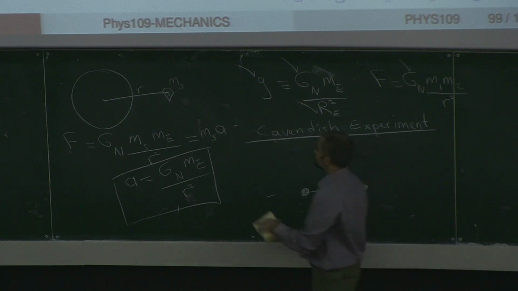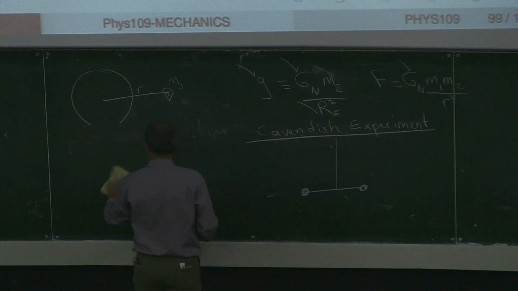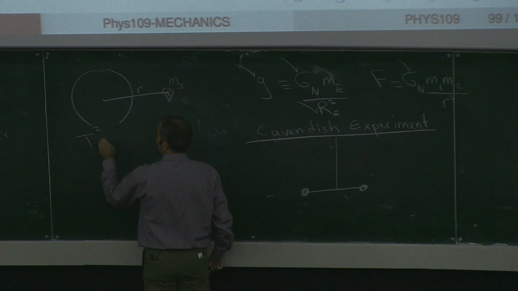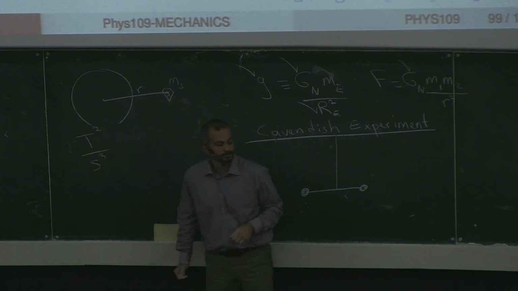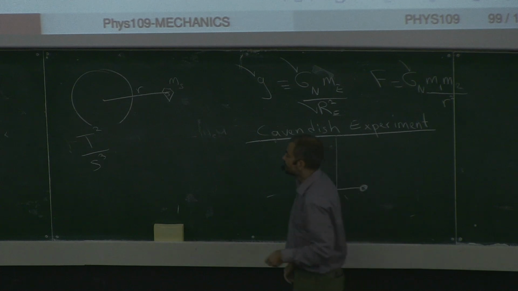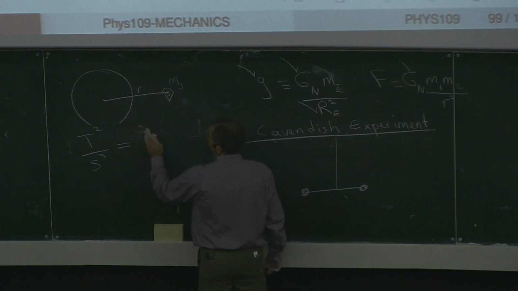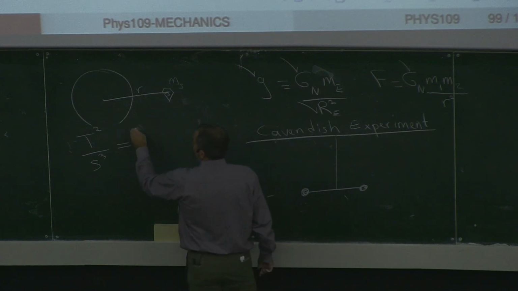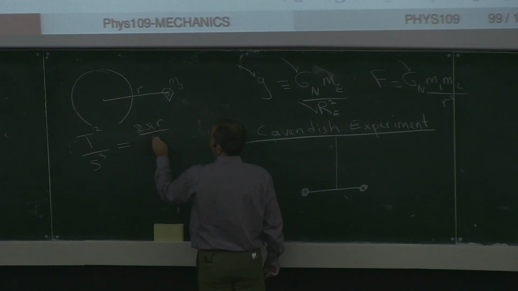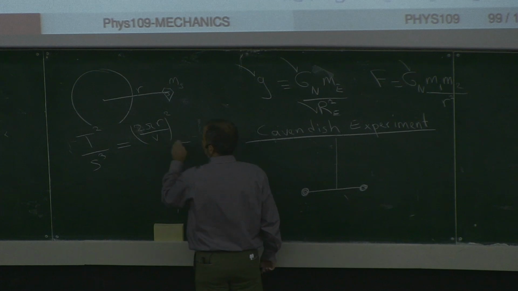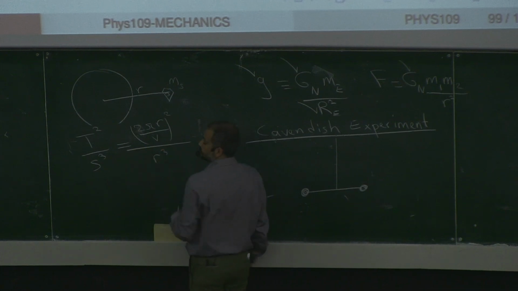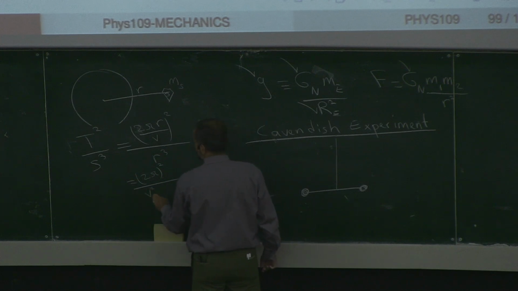Yes, Kepler had a constant. Kepler told us that T squared over S cubed was a constant. Again, we can do this for a circular orbit. For a circular orbit, this will be equal to (2 pi r over v) squared divided by r cubed. This will be equal to 4 pi squared divided by v squared over r times r squared.